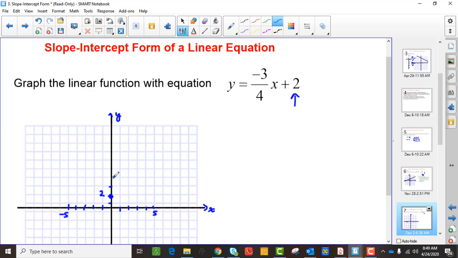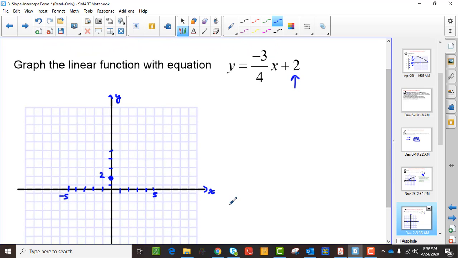That's 2, so that's 3, 4, 5, and then we'll go down. So 1, 2, 3, 4. Let's go down to -5. All right. So you can put more in there, but for our purposes, we'll just do that. So we're starting at our y-intercept. This is our rise and our run.